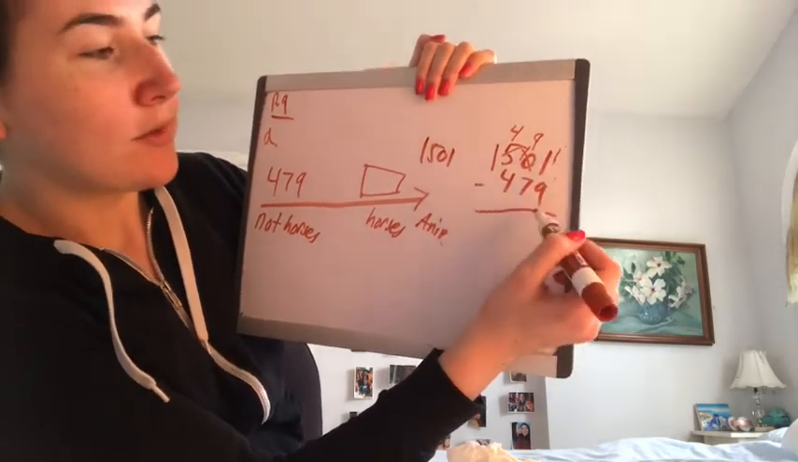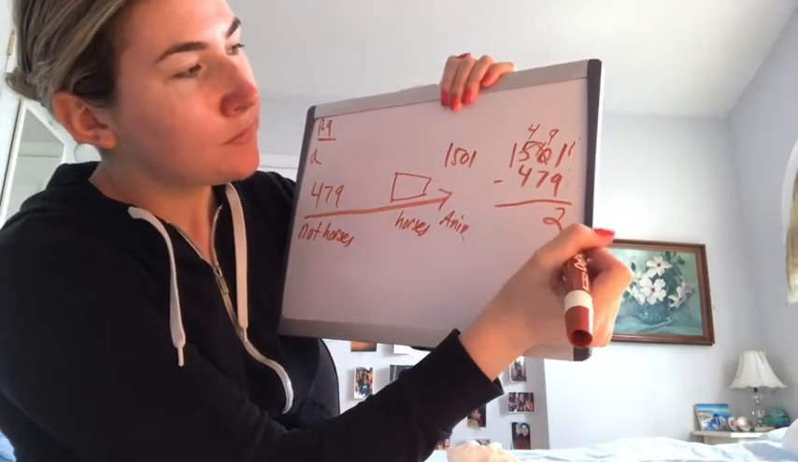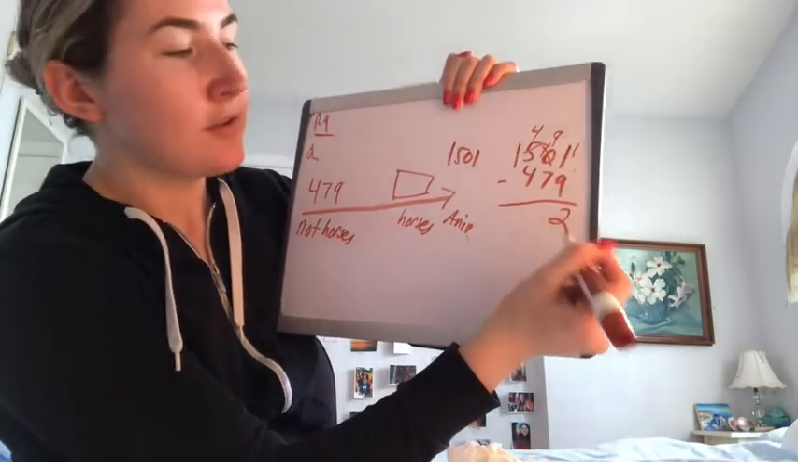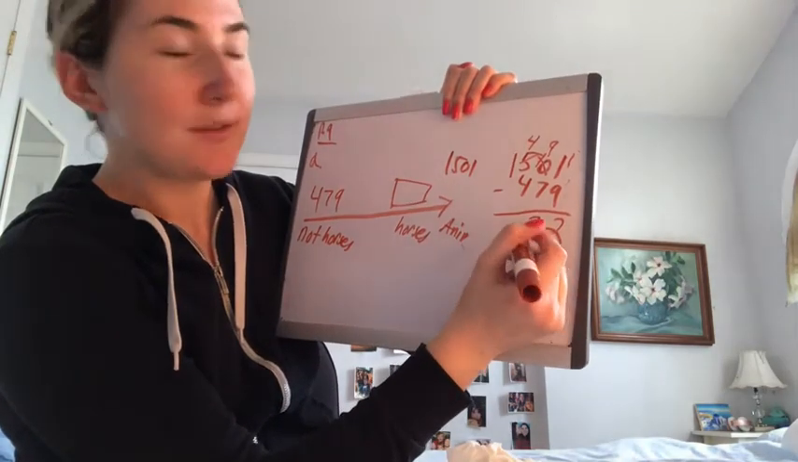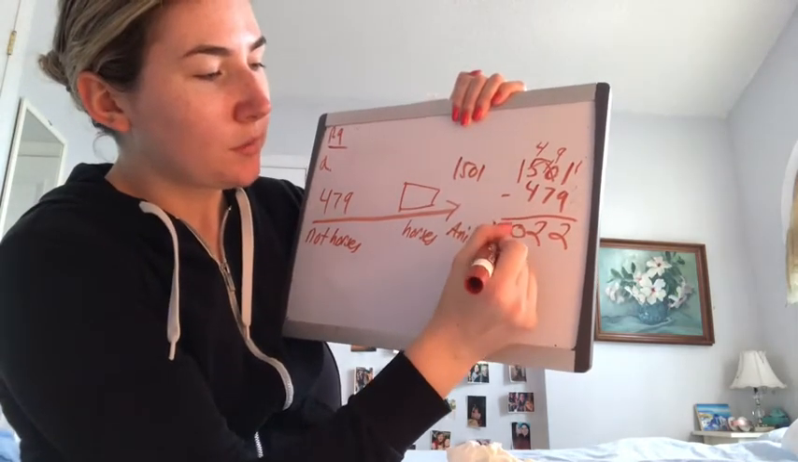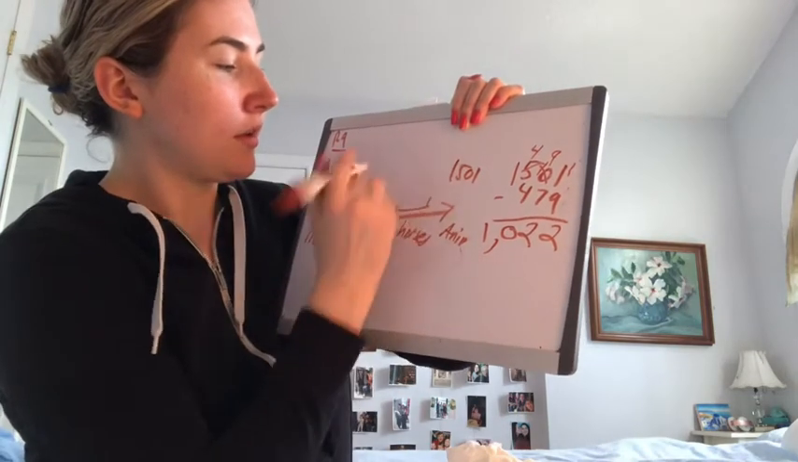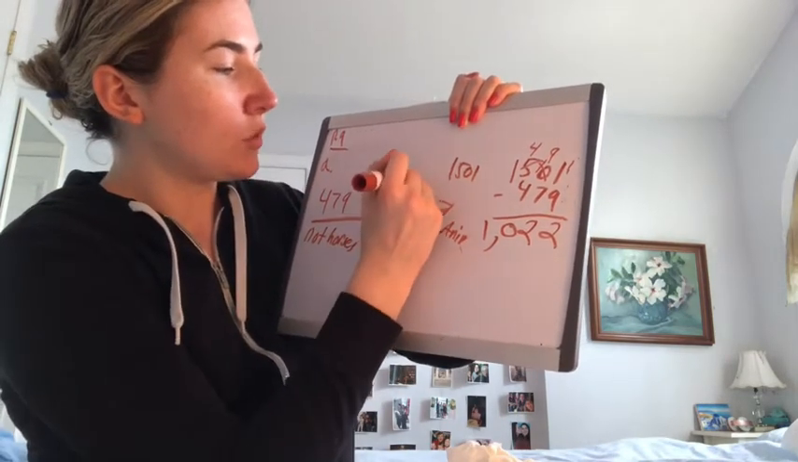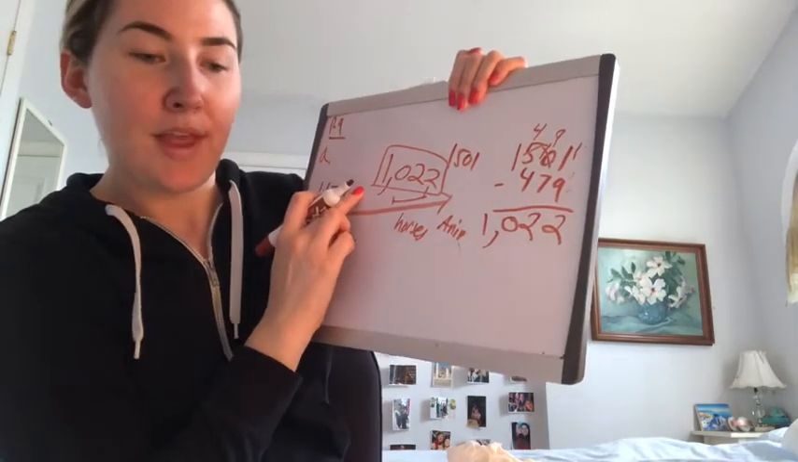So you're just passing along that 1 until we have enough to subtract 9. So we have 11 minus 9, which will give us 2. We have 9 minus 7, which will give us 2 again. 4 minus 4 is 0. And we have 1 minus 0 equals 1. So there were 1,022 horses on the farm. So now you can pause here and finish up part 9.